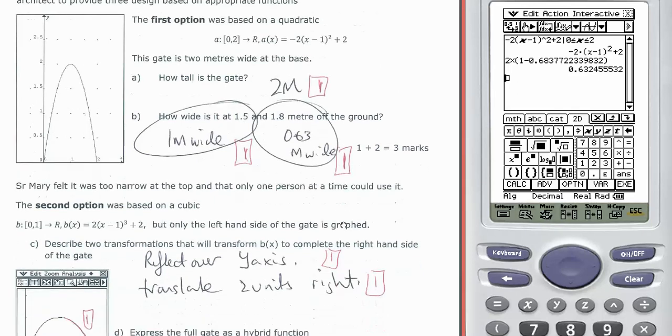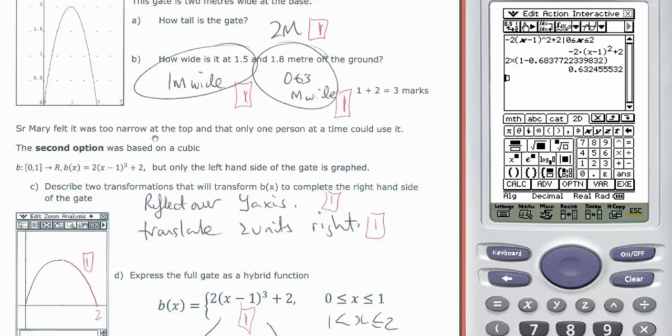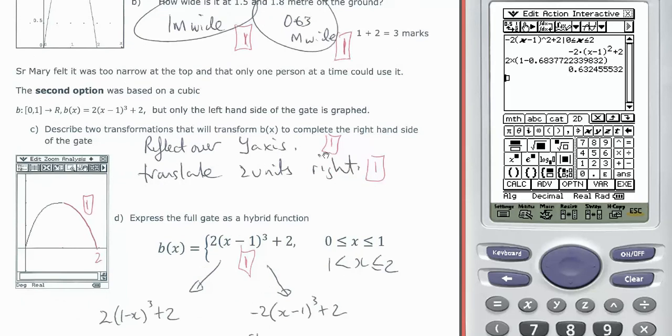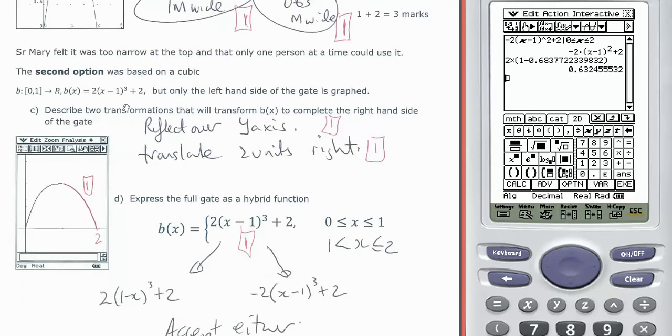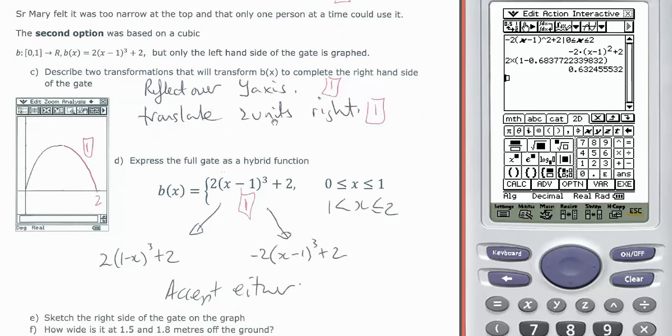A second option, Sister Mary felt that was far too narrow at the top, only 63 centimeters wide. Only one person could fit in and use the gate at one time. So the second option was based on this cubic. But the cubic only shows the left-hand side, and this is the rule where B goes from 0 to 1. Describe 2 transformations that will transform B of x to complete the right-hand side of the gate.